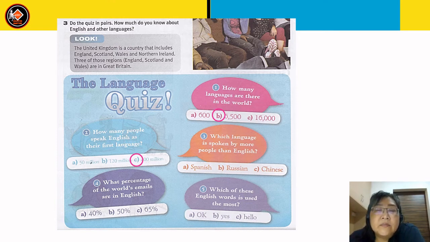Let's look at the next one, number 3. Which language is spoken by more people than English? So can it be A, Spanish, B, Russian, or C, Chinese? So the answer is Chinese.